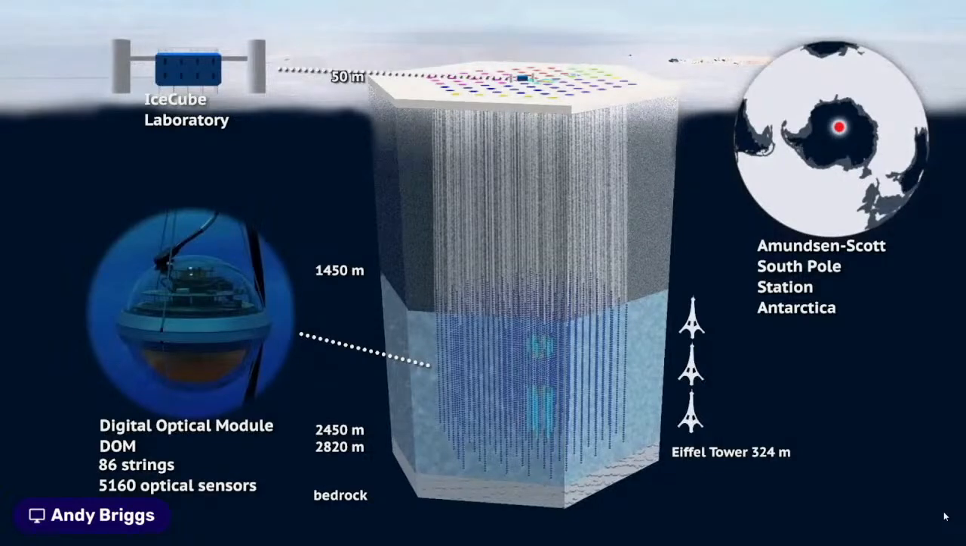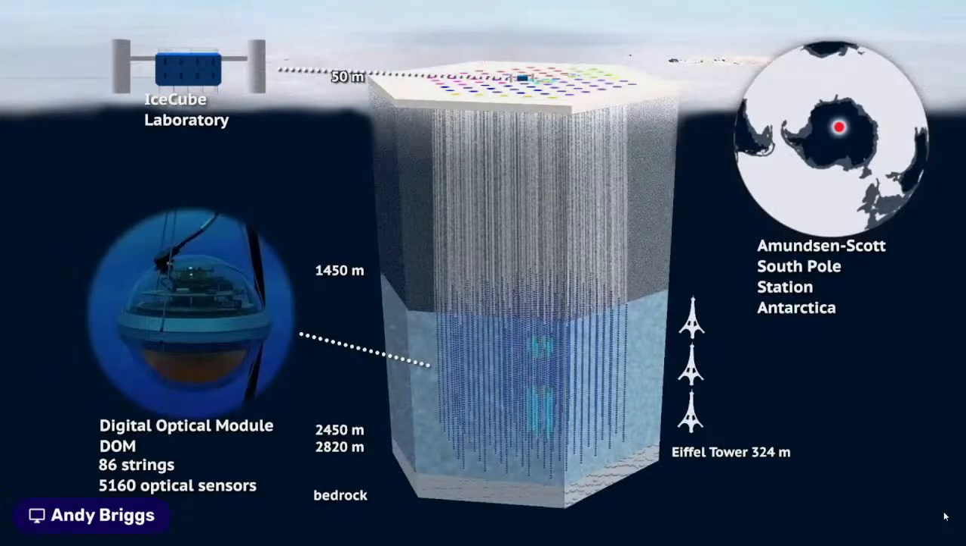When a neutrino passes through the ice, occasionally it does collide with an atom, and that produces a very faint flash of blue light called Cherenkov radiation. And as you can see on the left, these DOMs, these digital optical modules, are basically light detectors that can detect those tiny flashes of light. And by working out where they were detected, they can work out the path of the neutrino.